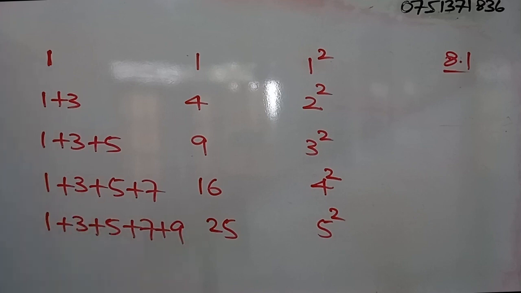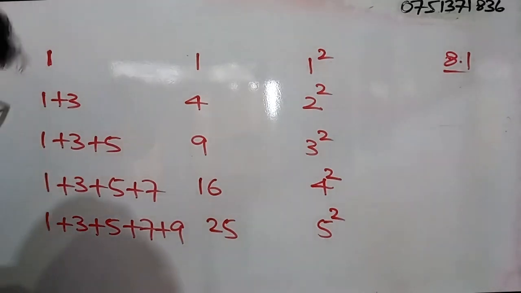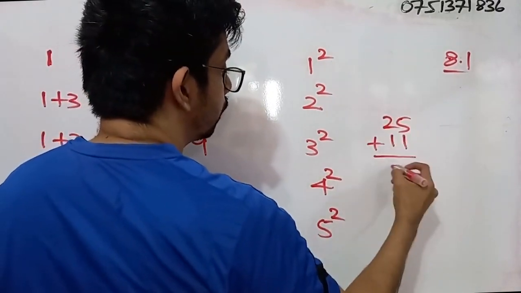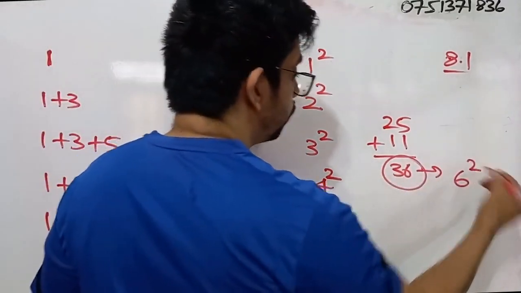So when we add consecutive odd numbers, what do we get? Square numbers. So that is the pattern that we can understand. Right? So we will take the next odd number. What is the next odd number? After 9, 11. Right? So take 25 and 11. We get what? 36. 36 means what? 6 to the power 2.